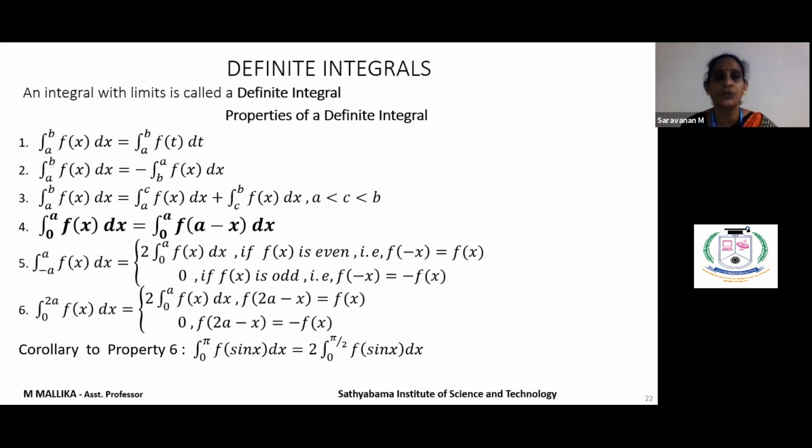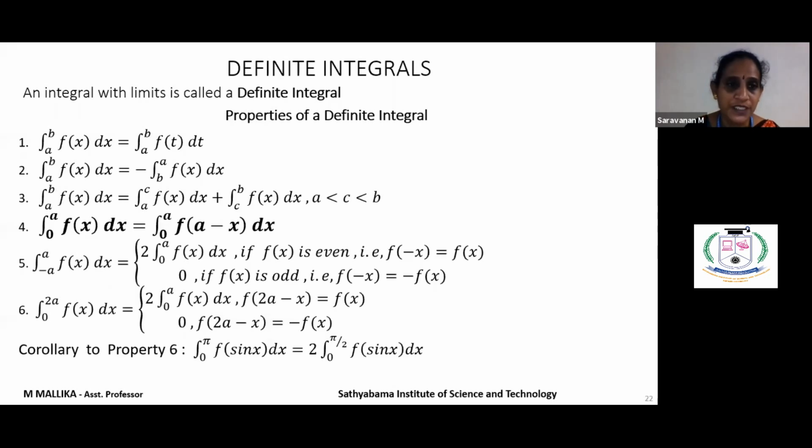So already I have told you, a definite integral is nothing but an integral with limits. Already it has been discussed. So you have some important and interesting properties of a definite integral. With the help of these properties, we can actually solve the problems in a very easy and quick manner.